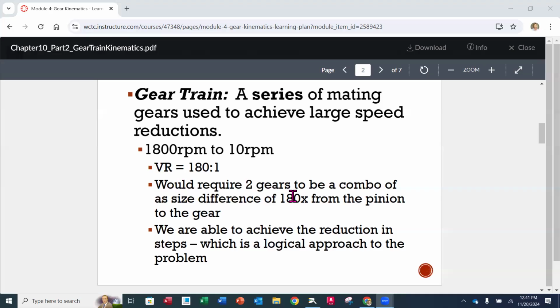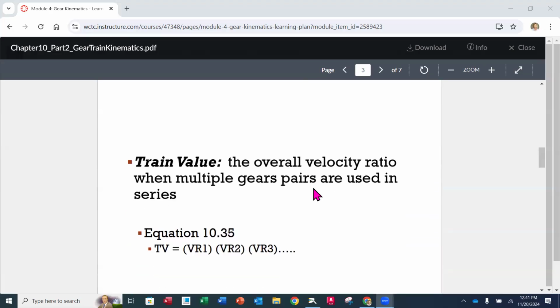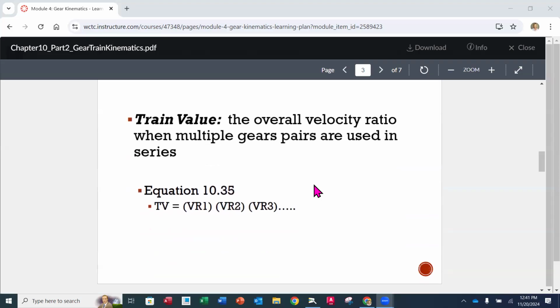So what we end up doing is making what we call gear trains. It means that we're going to be stacking up individual velocity ratios in order to achieve a larger train value. To do this, we are simply going to break this into separate velocity ratios. To get our train value, we simply multiply velocity ratio number 1 times velocity ratio number 2 times velocity ratio number 3, and so on, however many reductions we end up having.